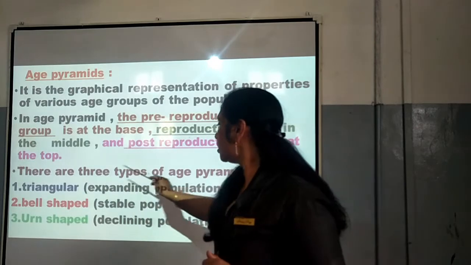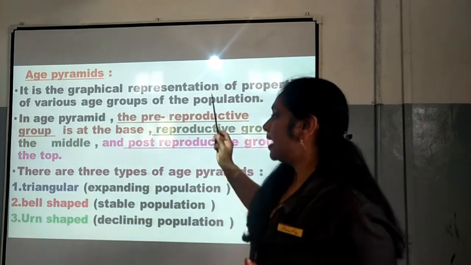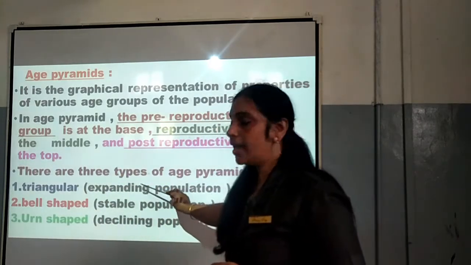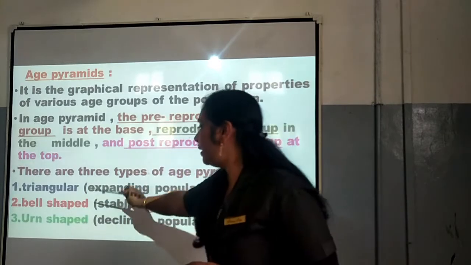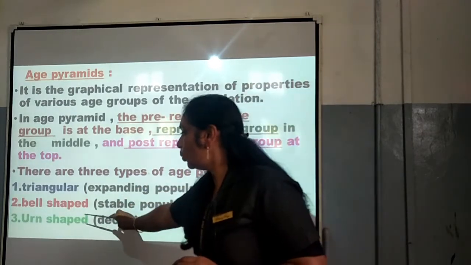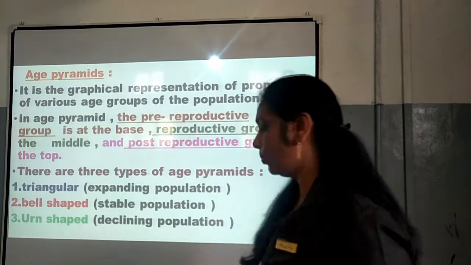So, there are 3 types of age pyramid based on the age group. They are triangular, which is also called expanding population, bell shaped, which is also called stable population, and the third one is urn shaped, which is also known as declining population.